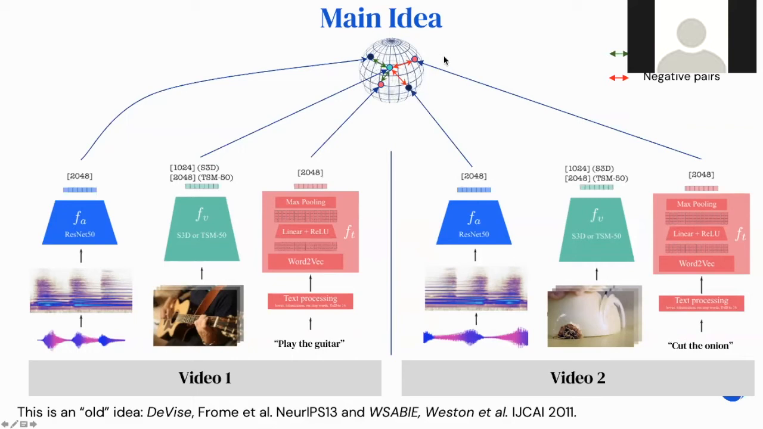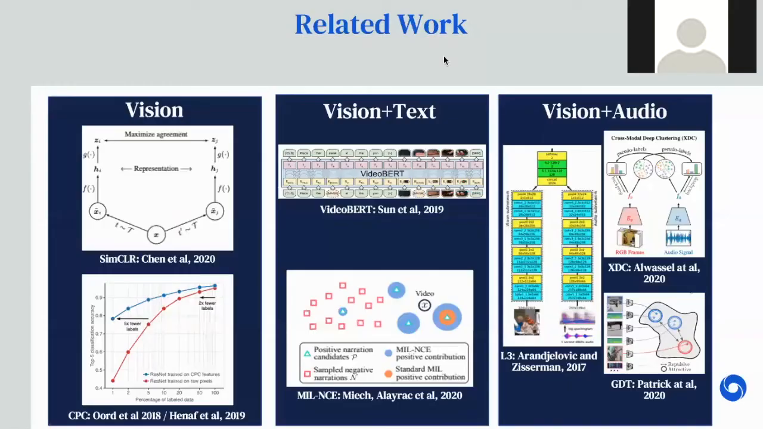Yes, and so basically that would be the main idea, and I'll move on to explain a bit more the details. So of course there has been some related work in the area that has been applied, for example, on the vision side alone with methods like SimCLR or CPC. Similarly, in the vision-text domain, so the work that I presented earlier, and also in the vision and audio domain. But we were one of the first works to look at combining vision, text, and audio in this self-supervised domain.